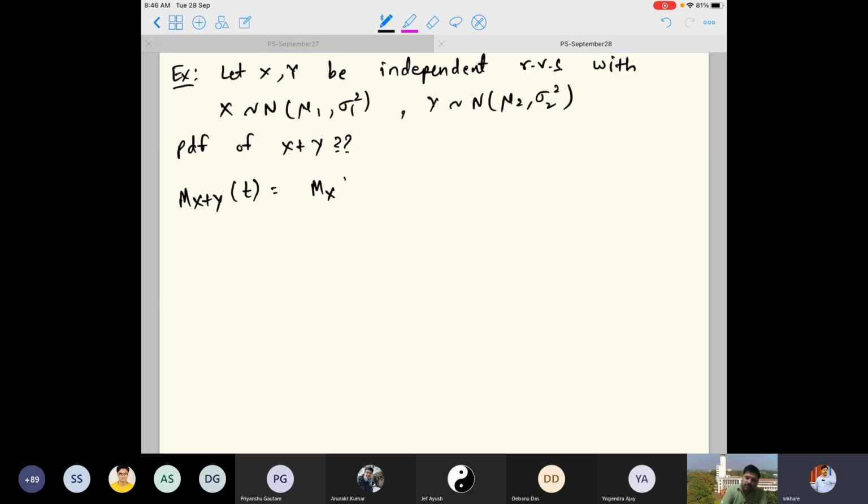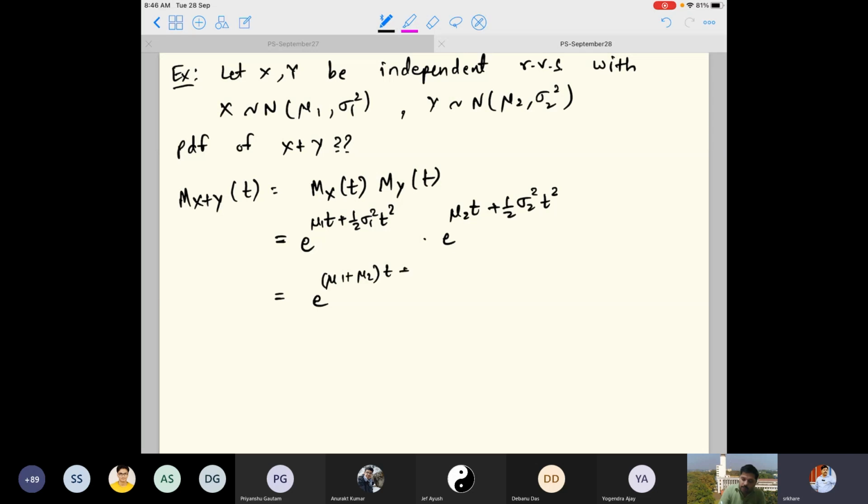So we know that M of X plus Y at t is M X of t into M Y of t, right? Because of independence. So what is the moment generating function of X? E to the power mu1 t plus half sigma1 square t square. And similarly here you will have e to the power mu2 t plus half sigma2 square t square, right? So now you combine the terms very nicely. They combine to mu1 plus mu2 times t plus half sigma1 square plus sigma2 square times t square, right? So this is what you get.